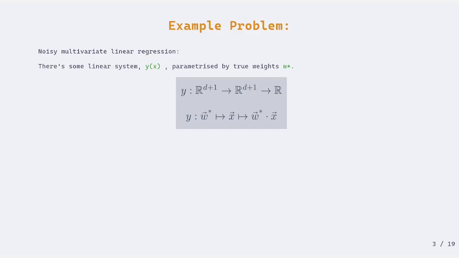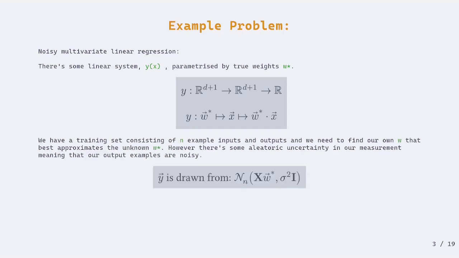So y of W star of x is W star dot x. You're packaging a big weighted sum into a vector dot product. However, there's some noise in our system. There's some aleatoric uncertainty in our output examples, and we've seen this before as a little epsilon term.